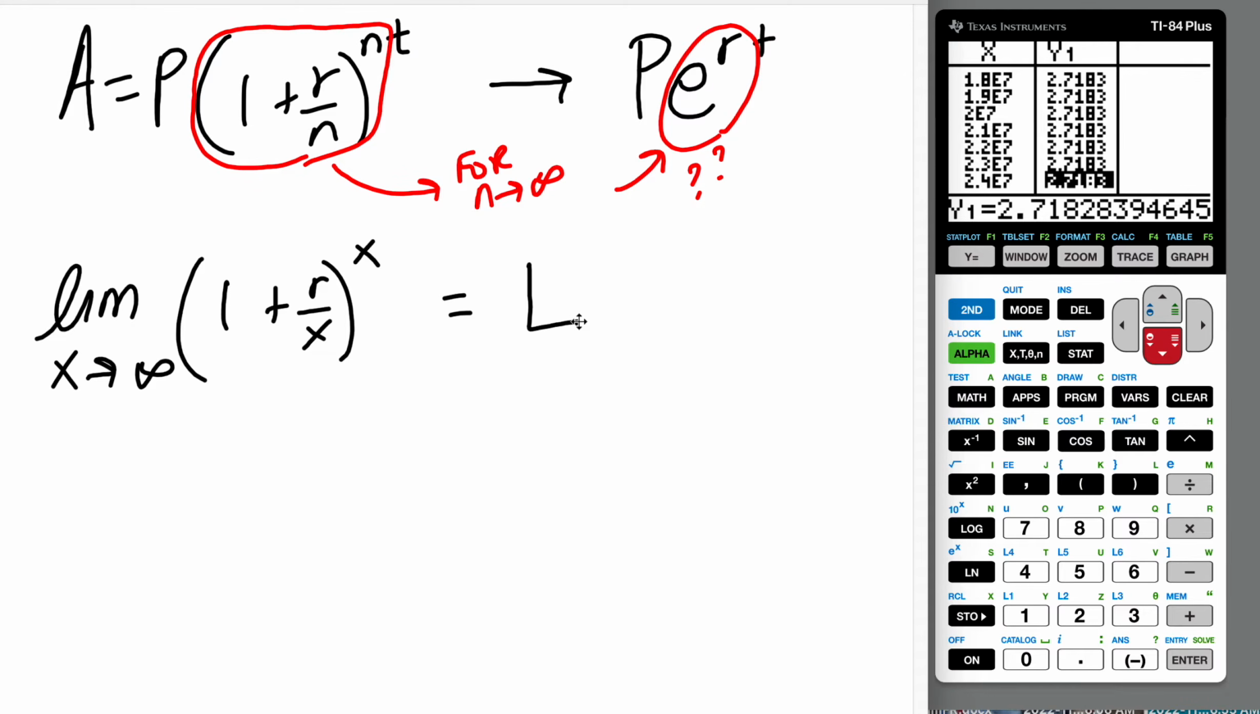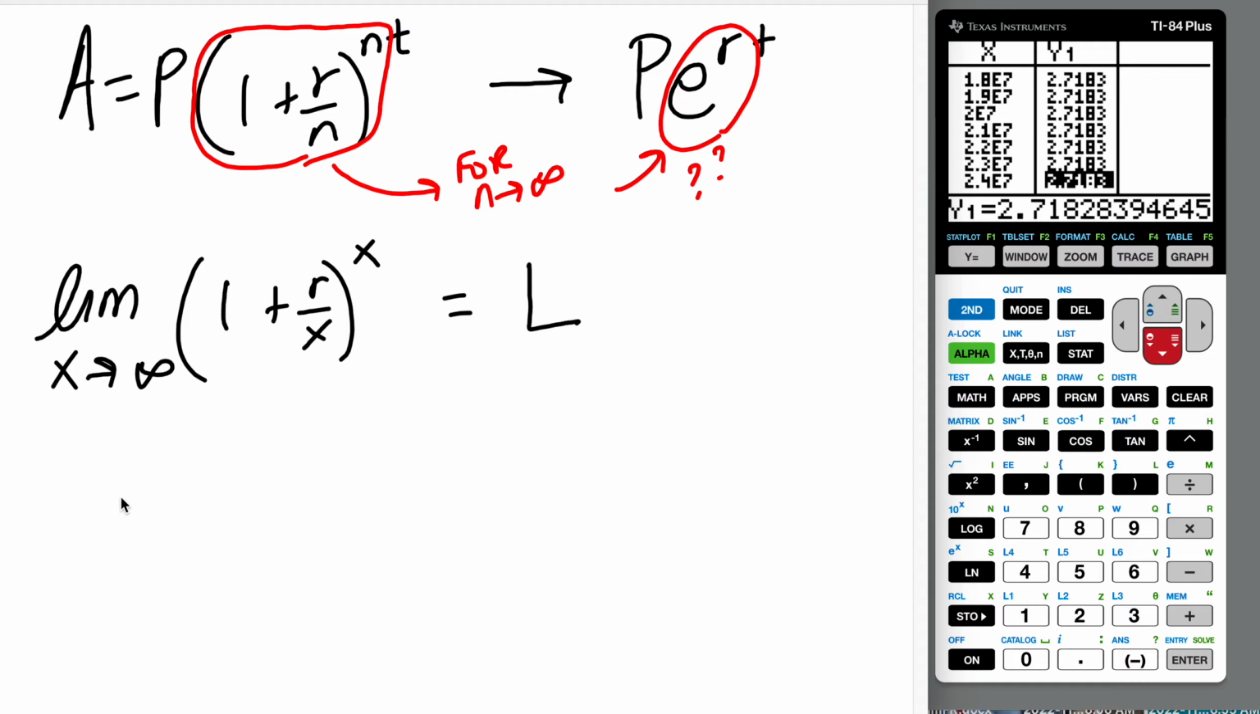I'm just going to call this value L. I want to find the value L. The problem I run into here is that when I plug in infinity, which I'm not really supposed to do, but logically when I plug in infinity, I'm going to get a 1 plus a 0 to the infinity. So I'm going to get a 1 to the infinity, and 1 to the infinity is another one of those indeterminate forms.